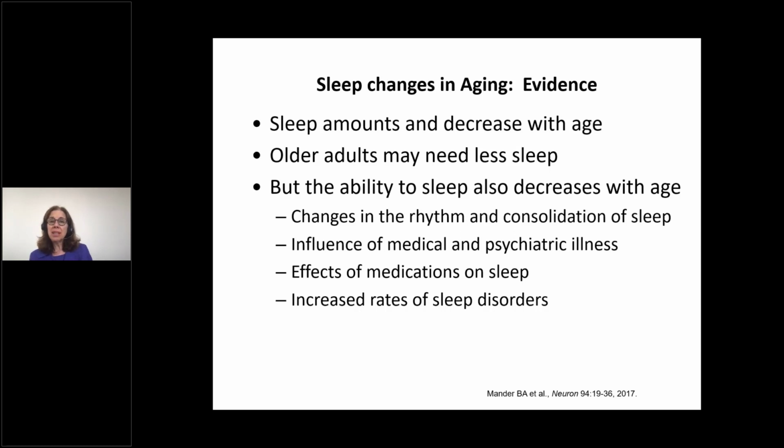Older adults may need less sleep, but it's also the case that we are less able to sleep as we get older because there are some changes in our brain structure and our rhythms. There are increasing levels of medical and psychiatric illness that we develop as we age. We're taking more medications that can affect our sleep, and we're at more risk for sleep disorders. So there are a lot of factors that may make it harder for us to get the sleep we need.